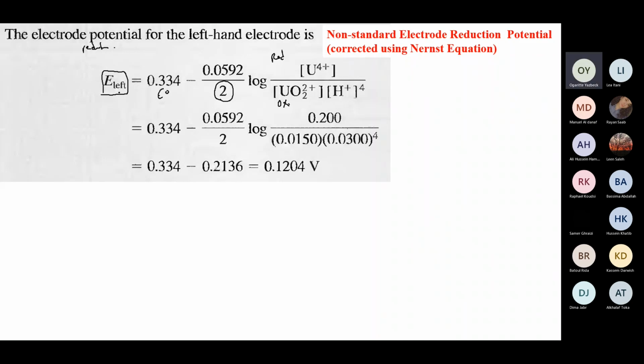And this E is for the reduction. Solve, put everything in as numbers, solve, and you get a potential of 0.12. Okay. It was 0.3. Quite a bit of a difference, and typically potentials that have H plus are affected a lot greater than those that do not.